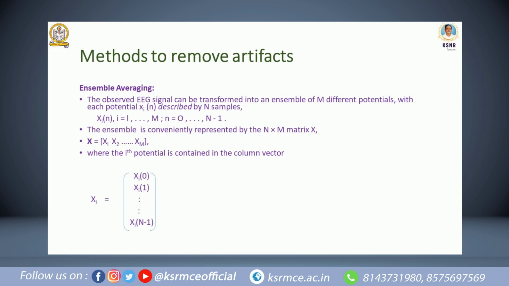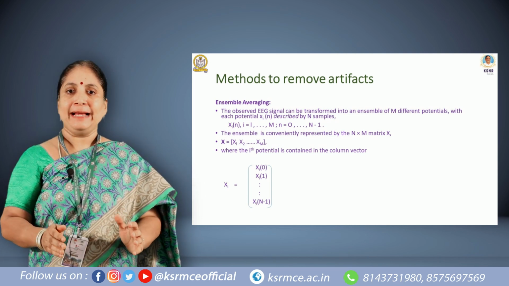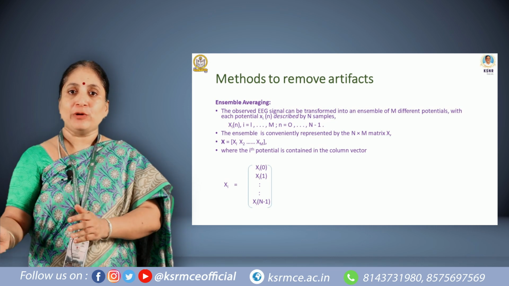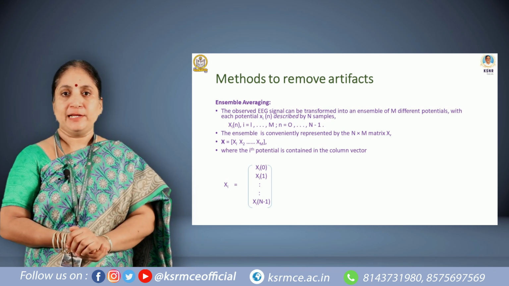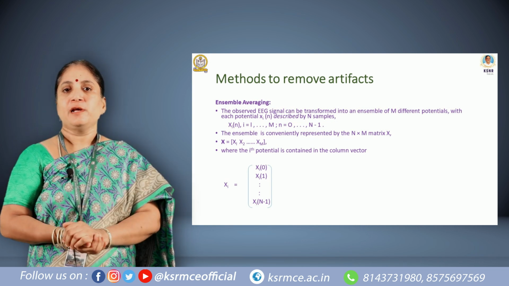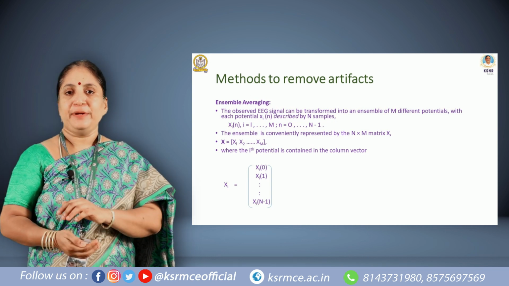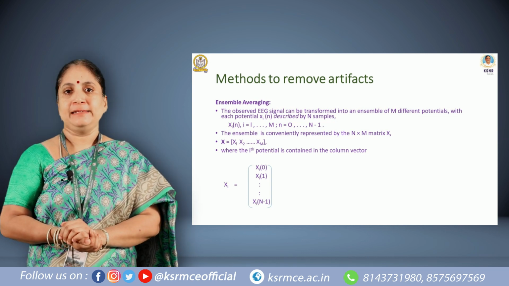For example, if we consider the 0th sample value of the first signal, that is x1, the 0th sample value of the second potential, that is x2, and so on, up to the 0th sample value of the mth potential xm, all these are averaged. So, by adding the corresponding sample values of the individual signals, we perform this ensemble averaging. This is a very simple technique used anywhere in signal processing algorithms to reduce the background noise. So, here also the background noise, that is the EEG, can be eliminated by performing this ensemble averaging.